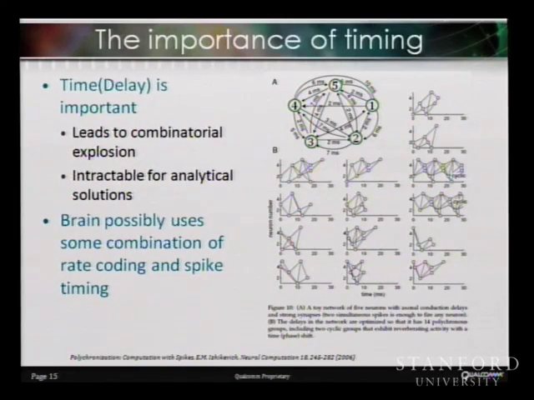Also, at the same time, rate is probably important. For example, if a command is sent to your muscle, there's no need to preserve millisecond type precision. Those are like hundreds of millisecond type events. So at that point, there's probably some kind of rate code involved, but this is something that's still unknown.